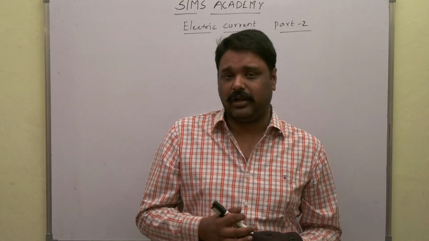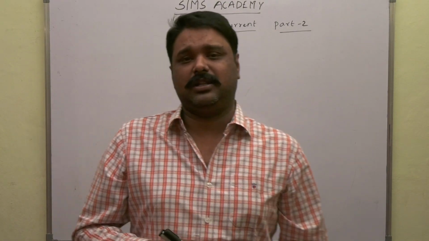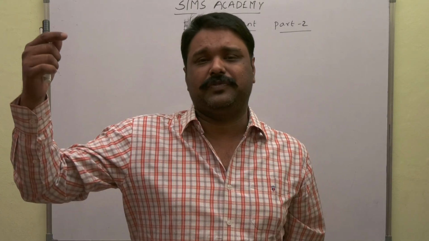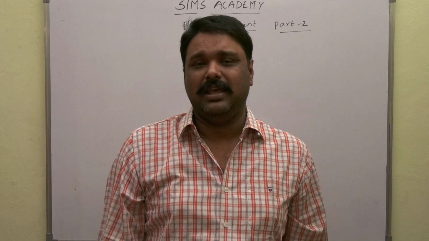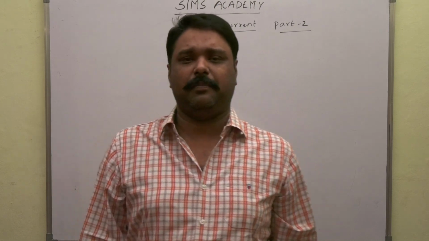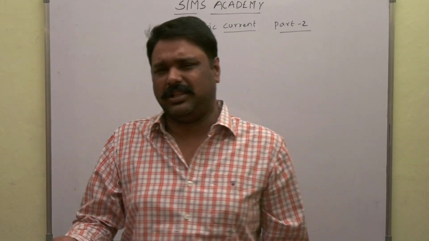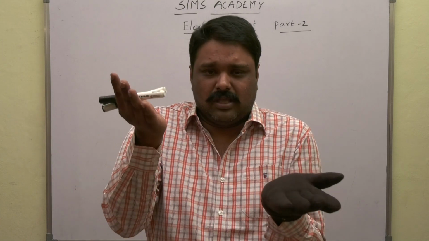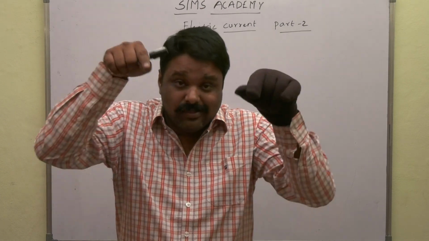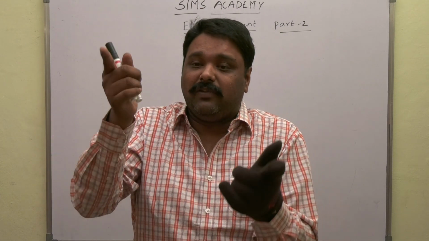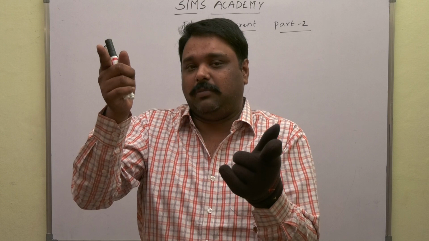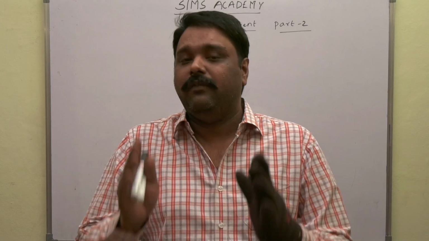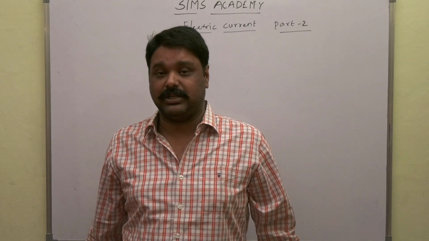Ampere, I already defined it. If I equals Q by T, if 1 coulomb of charge flows in 1 second, then we say the electric current is 1 ampere. Similarly, electric potential difference is nothing but the difference between two potentials. That means inside an electric field, the difference between two electric potentials is the electric potential difference. Generally, in common language, we say it as voltage.